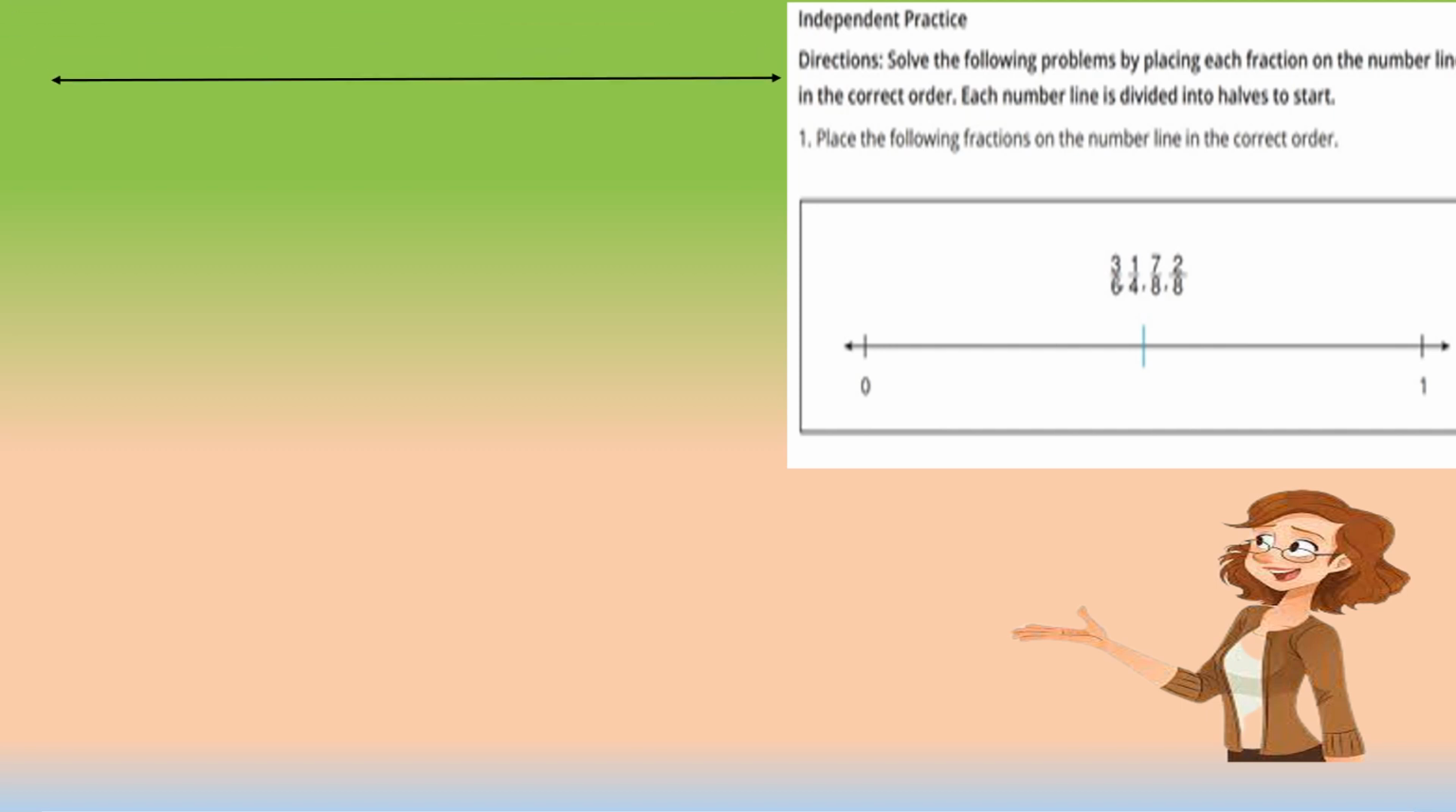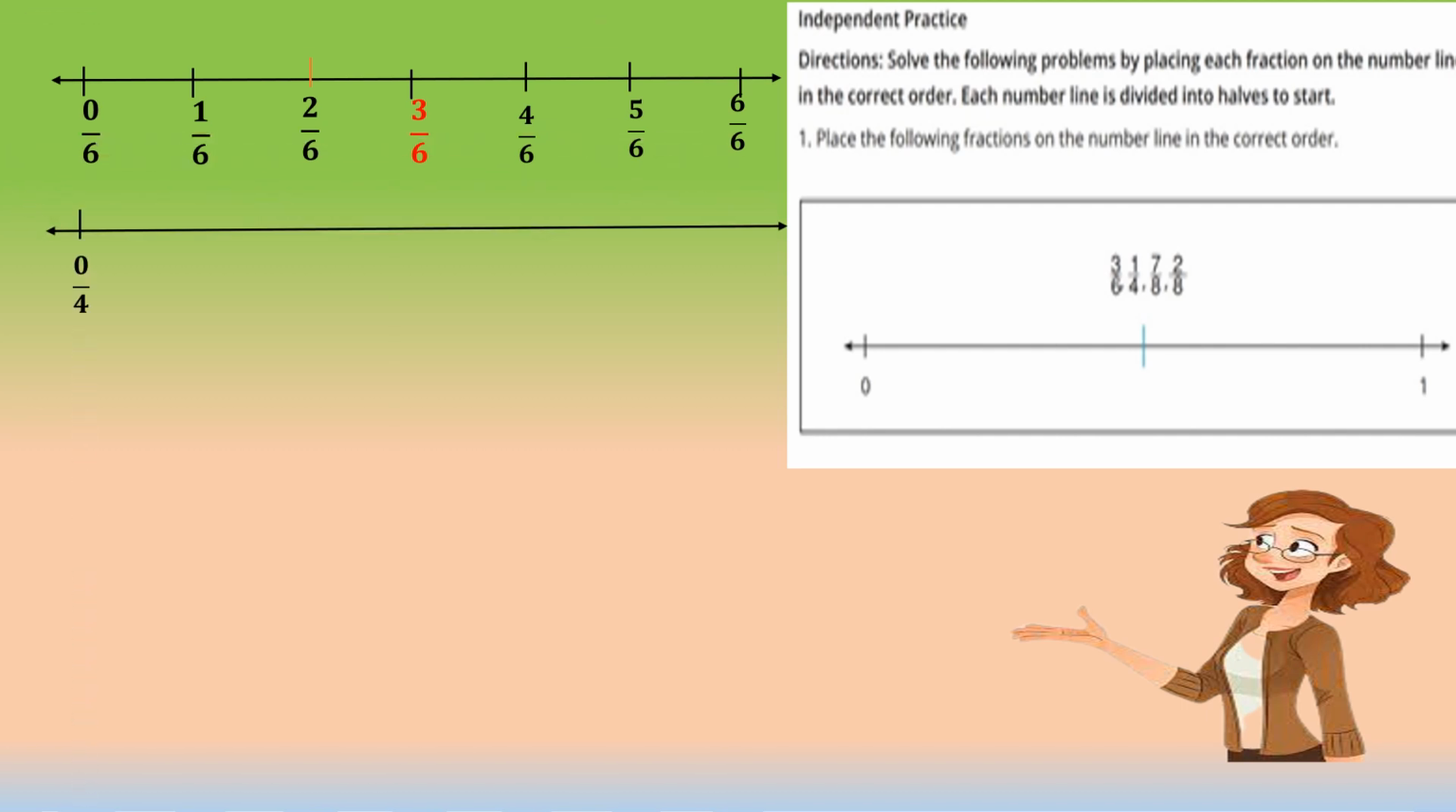The first one here is 0 over 6, 1 over 6, 2 over 6, 3 over 6, 4 over 6, 5 over 6, and 6 over 6. 6 over 6, we said, means 1. 3 over 6 here means 1 half of the number line, this is the equivalent fraction. 3 over 6 equals 1 over 2.